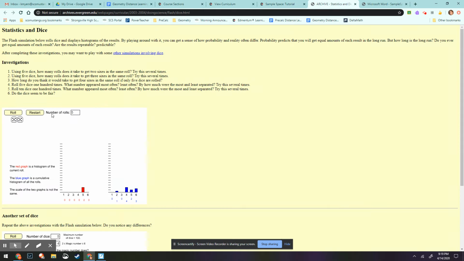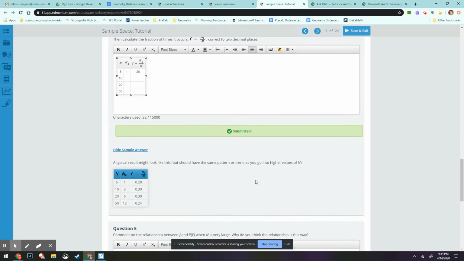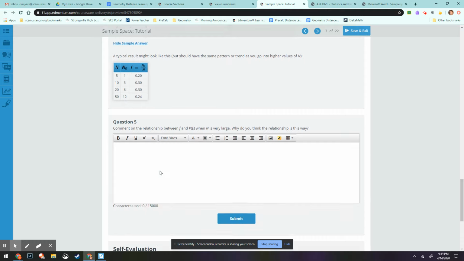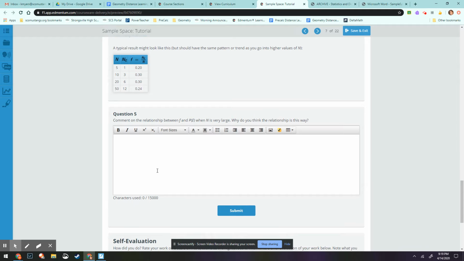Okay, and then you can run this however many times you want, keeping track of whether you get an even or an odd. That's even, even. Okay, hey, there's another odd. And so you could kind of fill this in. But if you look here at the sample of what you're getting, you can see all those numbers, while they're not exactly the same, they can be pretty close. And that's what number 5 is saying.